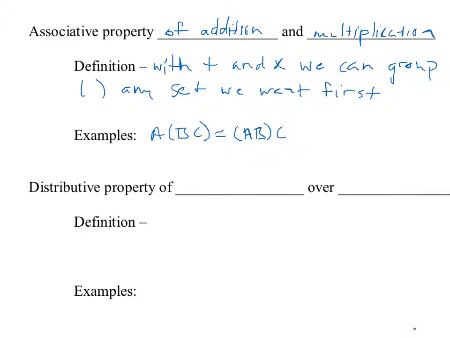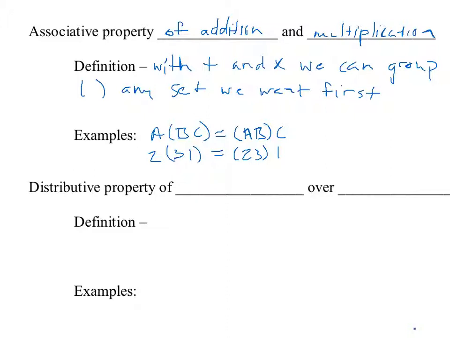So in this case, this is like 2 times 3 times 1. I could do the 3 times 1 first, or I can do the 2 times 3 first. So notice the order of the terms is not changing, simply which set we are doing first. That's associative property. That works for multiplication and for addition. So somebody give me an example with addition.